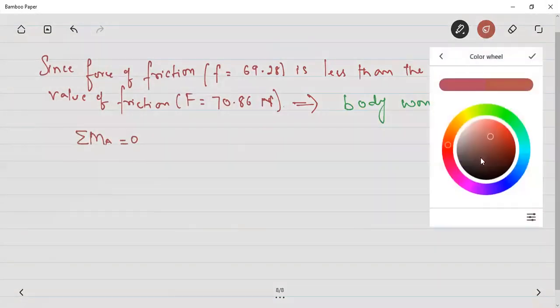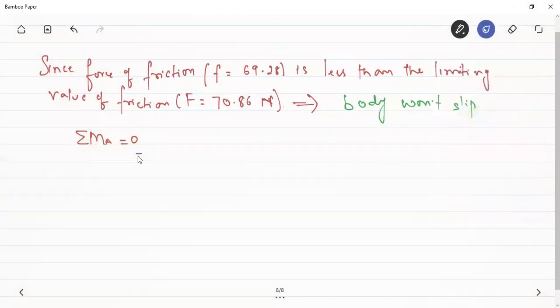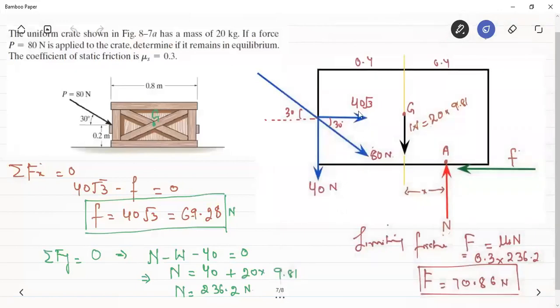If we are going to check for the tipping, then the moment about A will be caused by this 40 root 3 force. Another moment will be due to this 40 Newton force, and another moment will be due to this weight. Now we can see that this distance is 0.2, and this distance is 0.4.